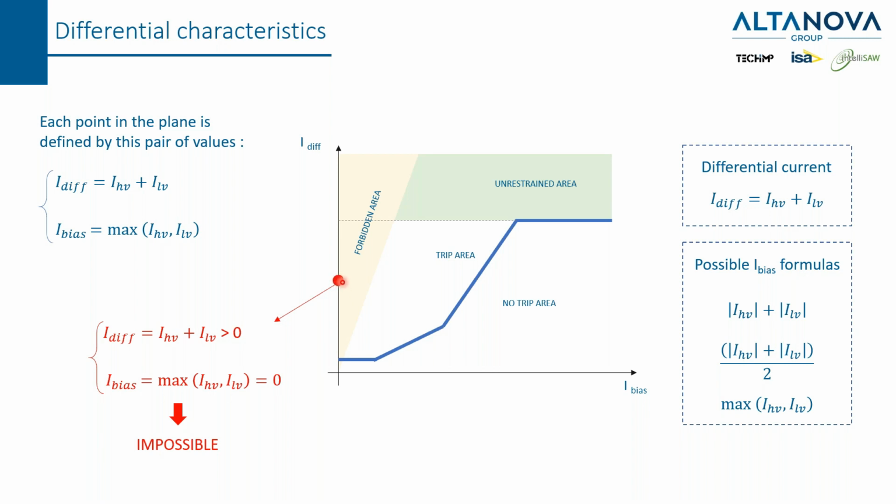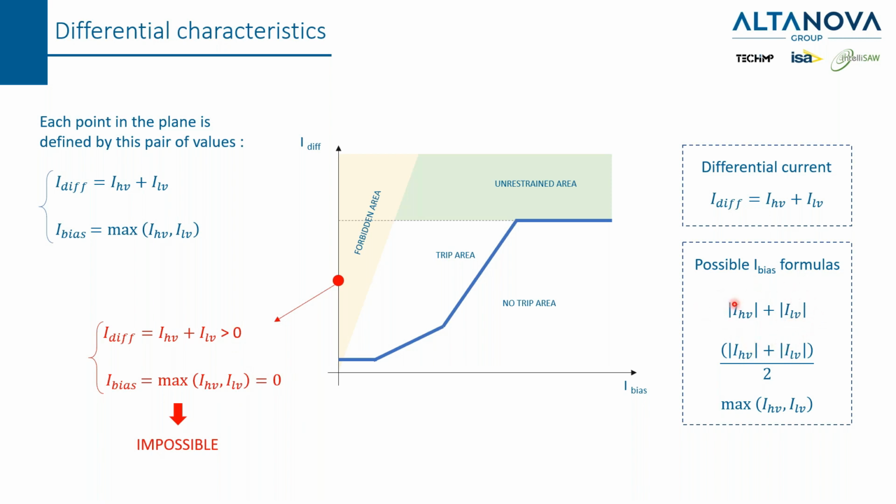If you try to simulate a condition where the differential current is different than 0, but the bias current is equal to 0, this is simply not possible. Okay, maybe with this formula it is possible, because the maximum between 0 and 0 is 0. So this is possible.